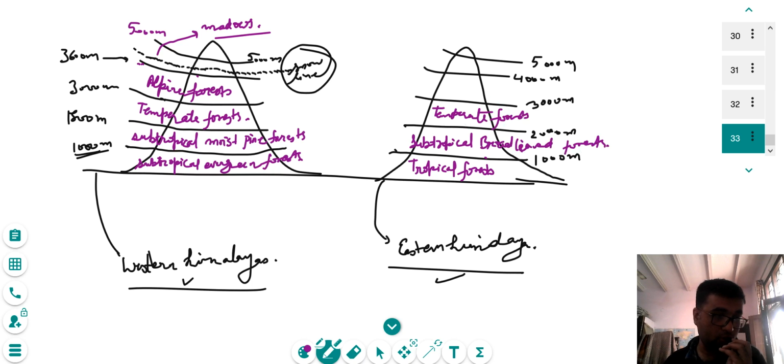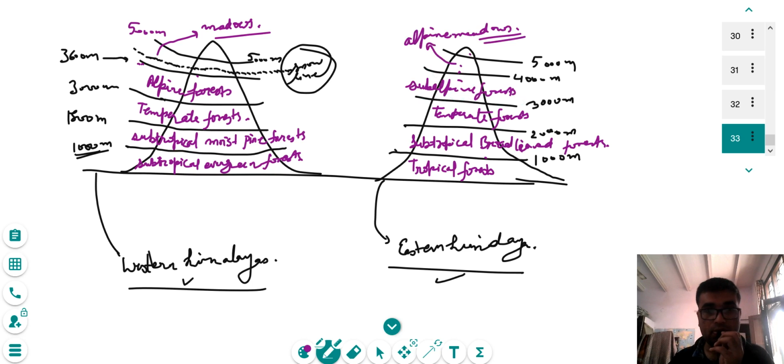From 3000 to 4000 meters you have the alpine forest, particularly the subalpine forests. Subalpine forests. Okay, and then from 4000 to 5000 meters you have again alpine meadows. Alpine meadows, right? So this is the main variation between eastern Himalayas and the western Himalayas.